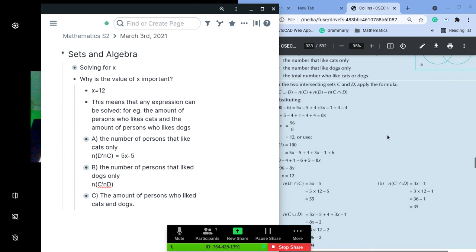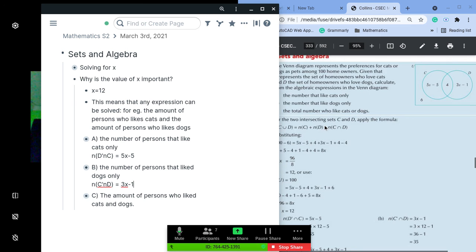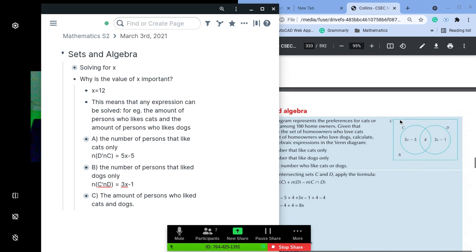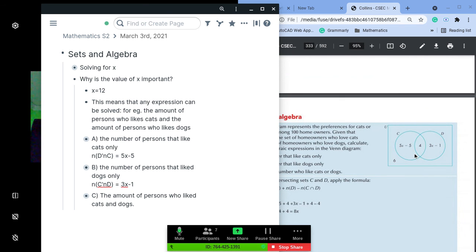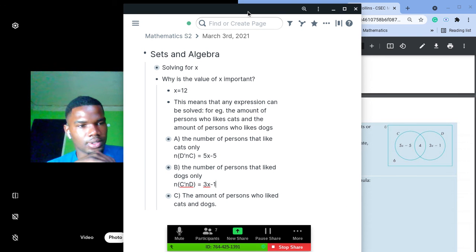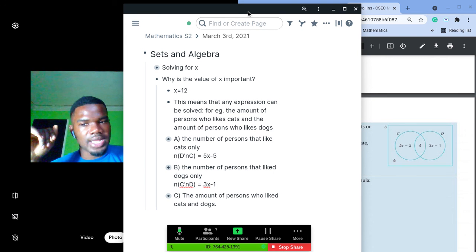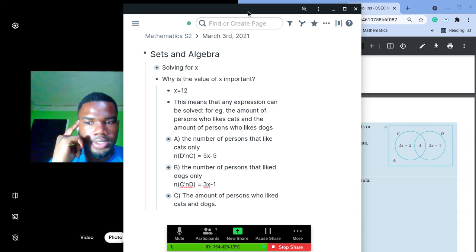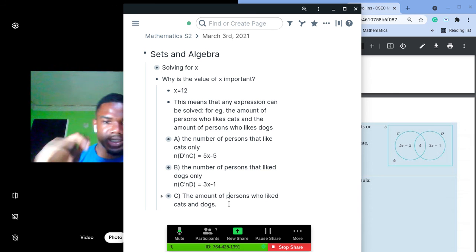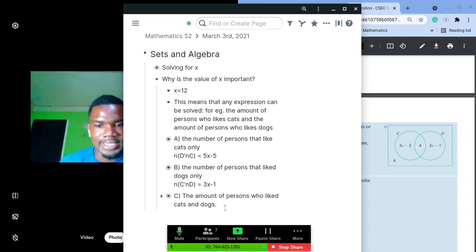So B is the number of C's complement intersecting D. That would be equal to 3x minus 1. So it's always important that you draw the diagram, because once you have the diagram, you can use your pencil and shade it in the exam. And then you try to express that shading with symbols only. Let's do the last one. Annalise, this is yours. How would you express the amount of persons who liked cats and dogs using only symbols?